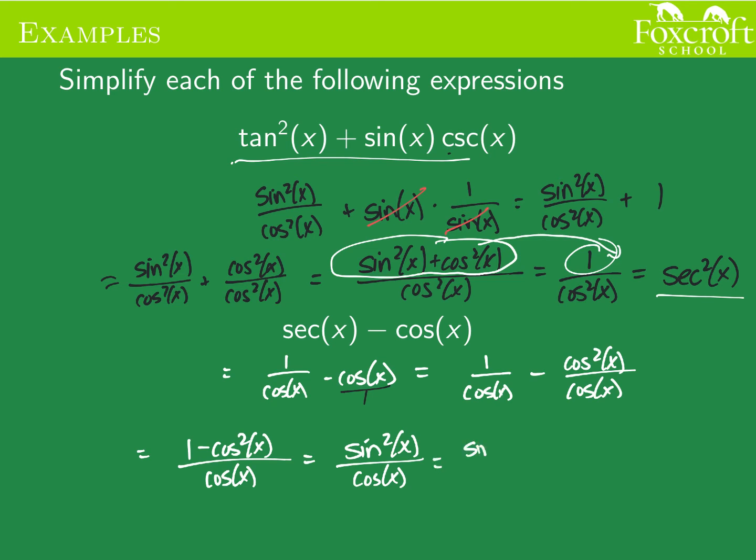So I could rewrite this as sine over cosine times sine, as you're just splitting up that sine squared into two different pieces. And sine over cosine is tangent, and sine is just sine. All right, so secant minus cosine is tangent times sine. And it really all depends on which situation you're in, depending on where you want to stop.